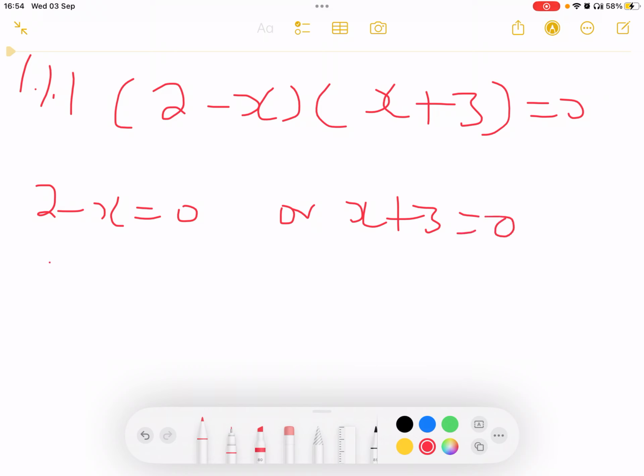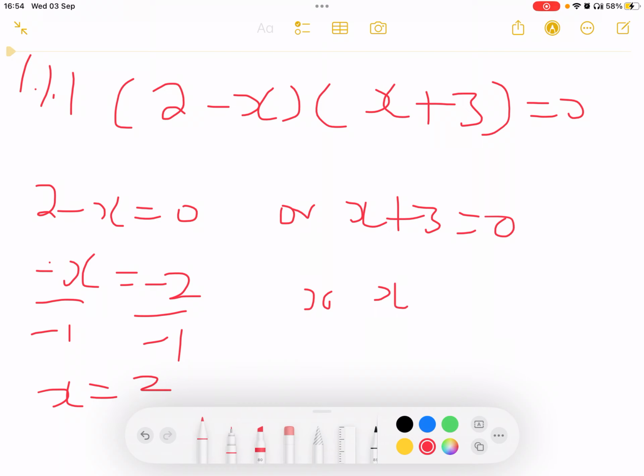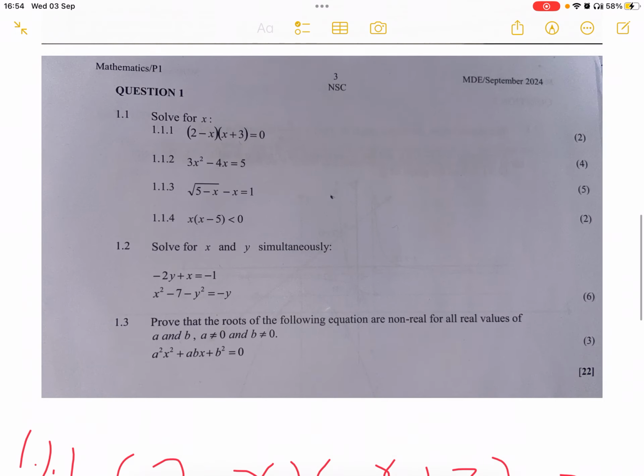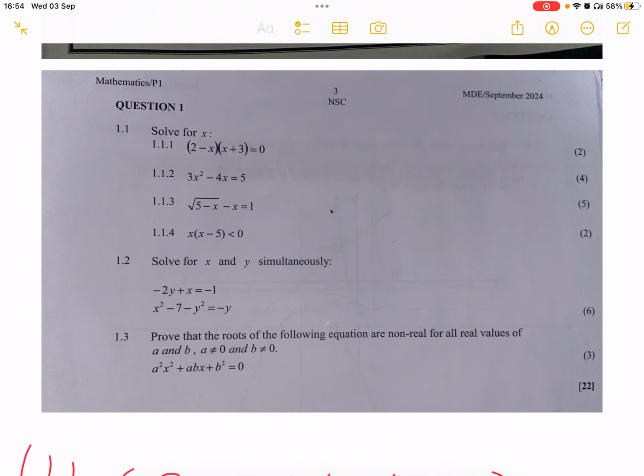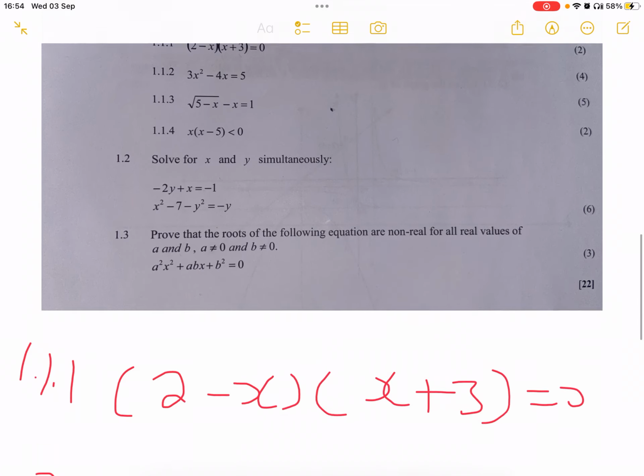Then we can take 2 to the right hand side. So either, this is equal to minus 2, and divide both sides by minus 1, then x is equal to a positive 2, or x is equal to negative 3. That's it. And then 1.1.2, we have 3x squared minus 4x equals 5.